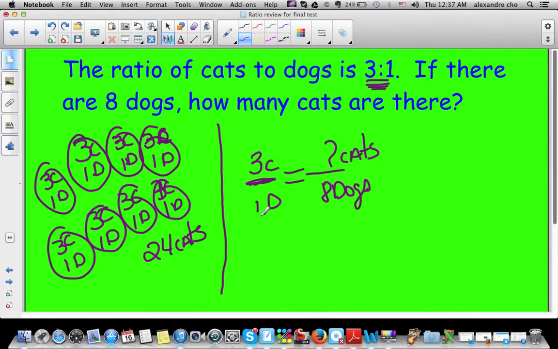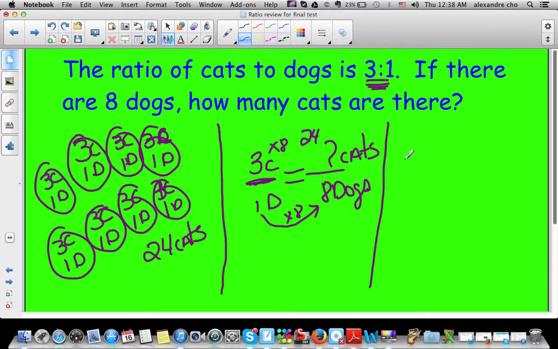That's given to us. How does the 1 become an 8? It's times 8. How does the 3 become an 8? And we apply the same to the top, so you get 3 times 8, giving us 24. Okay? And then we're going to use our tape diagram.